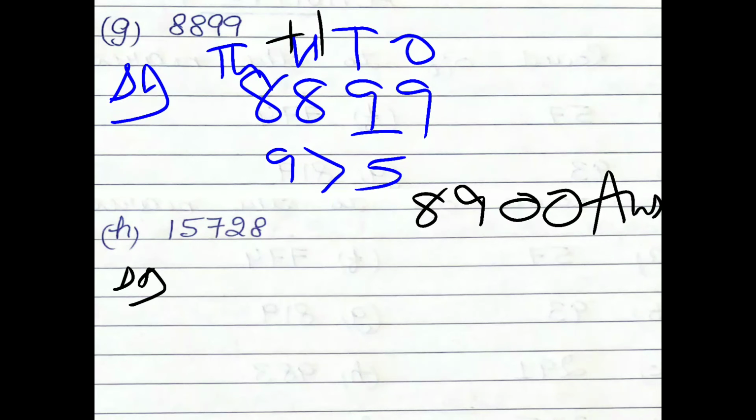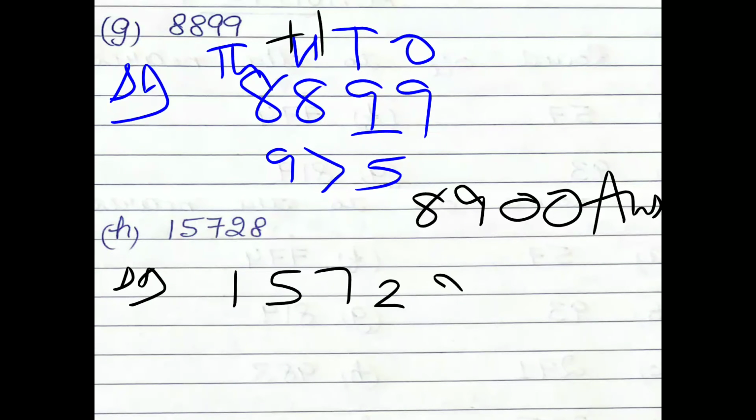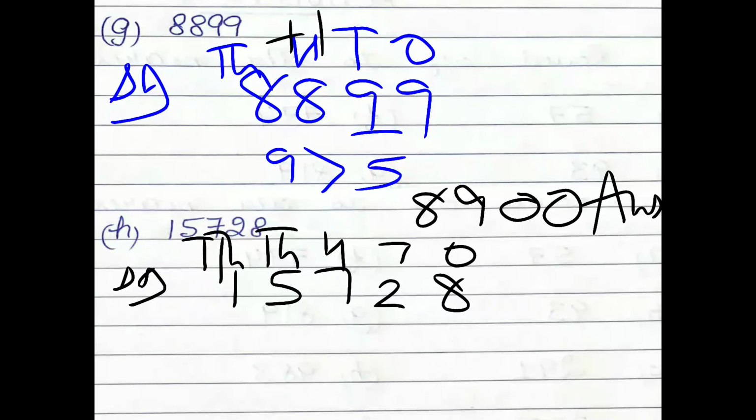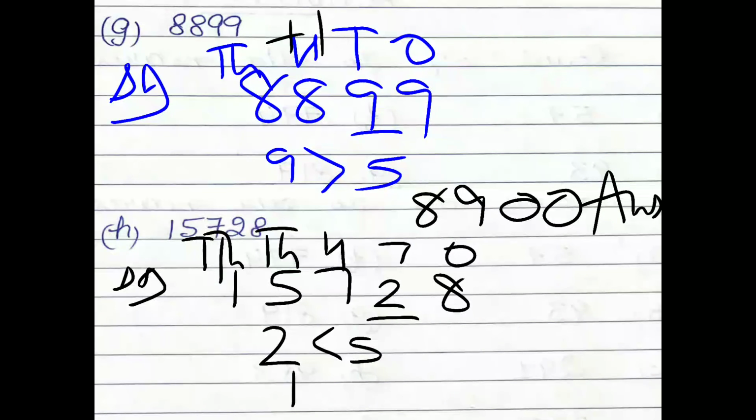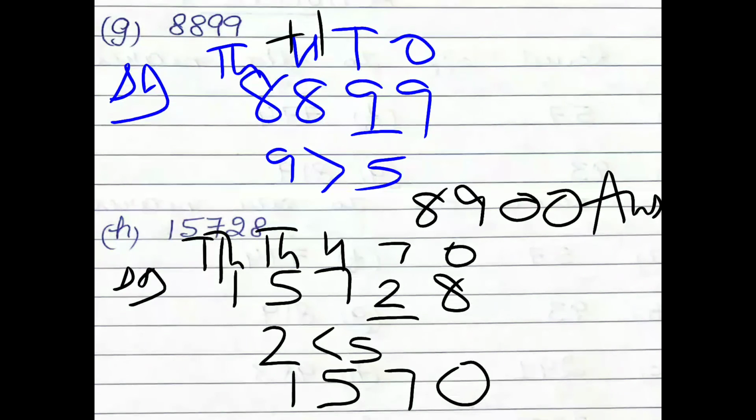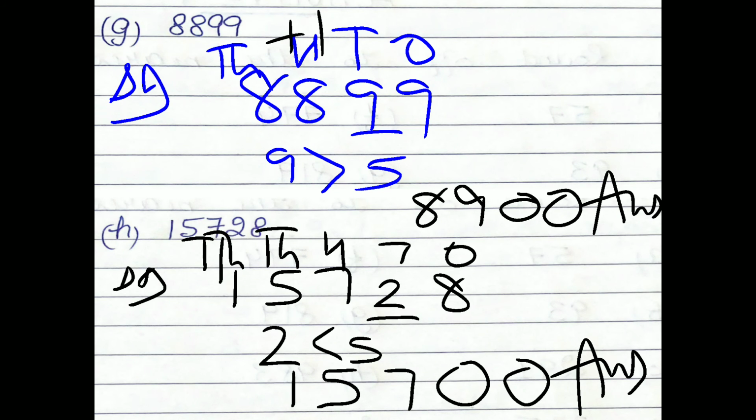Now H part. The number is 1, 5, 7, 2, 8. Ones, tens, hundreds, thousands, ten thousands. Compare the tens place with 5. So 5 is greater. Will you add any number on the hundreds place? No. 1, 5, 7 will come as it is, and from the underlined digit all the numbers become 0. So this is the answer. Clear? You have to write in this manner in the copy also.